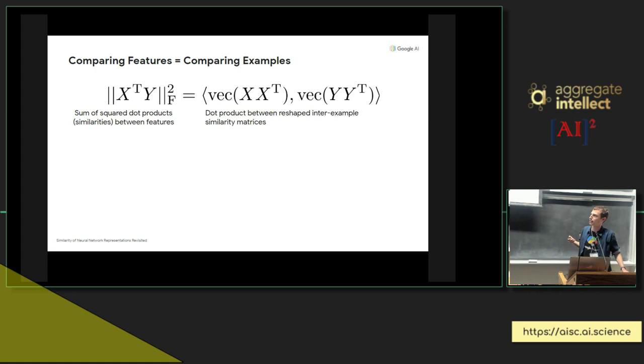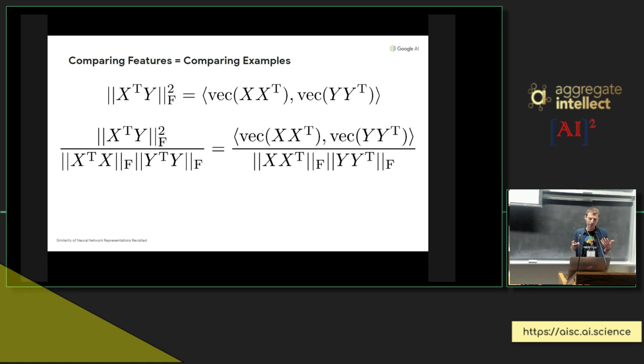And to turn this into a similarity index, we want to normalize it. And the normalization does two things. First of all, it makes this invariant to isotropic scaling. So we don't want it to be the case that the similarity changes if we just make one of the representations bigger. And it also gives us a number between 0 and 1, which is convenient to think about.